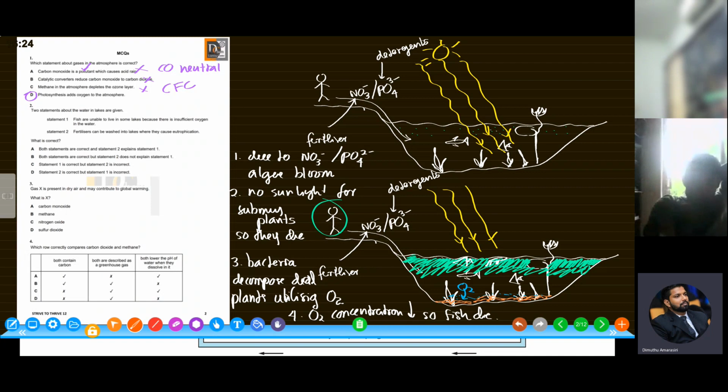Phosphates. Nitrates and phosphates. Due to nitrates and phosphates, algae bloom occurs. Don't try to copy, try to write from what you heard. No sunlight for submerged plants, and so they die.